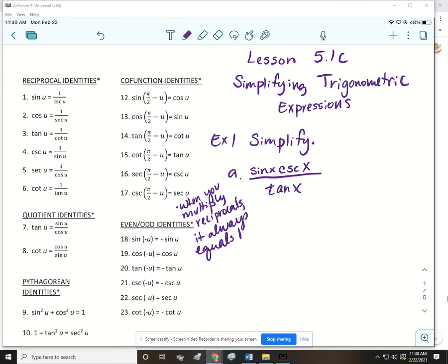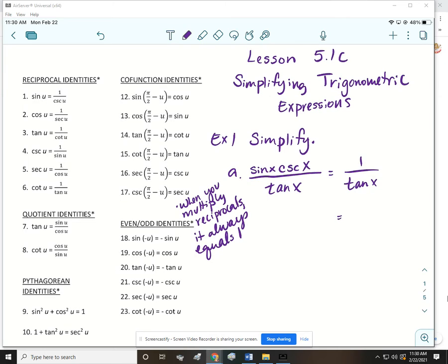Okay, so sine of x and cosecant of x are reciprocals. So when I multiply those together, I know that's just going to be 1. Then I can use identity number 6 and know that 1 over tangent of x is just going to be cotangent of x.